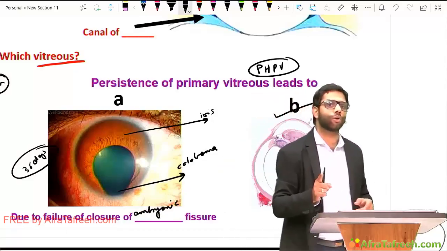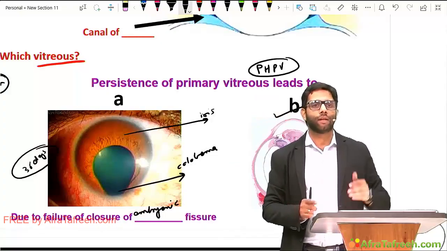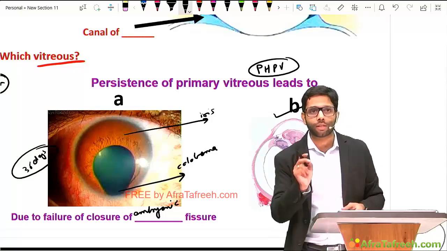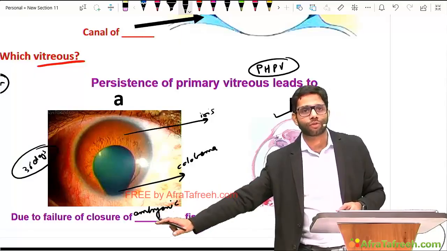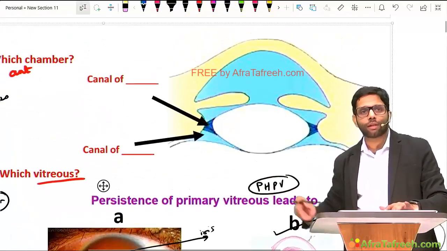Not the eyelid coloboma. Eyelid coloboma is formed due to failure of eyelid development. That can be superior, inferior both. But eyeball colobomas, every word is important. Eyeball colobomas are formed by failure of embryonic fissure. They are always inferior.